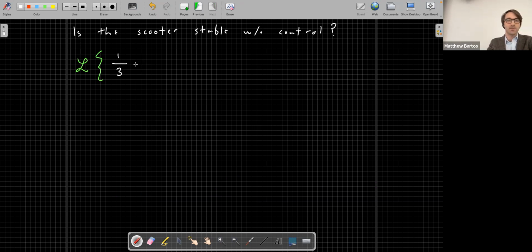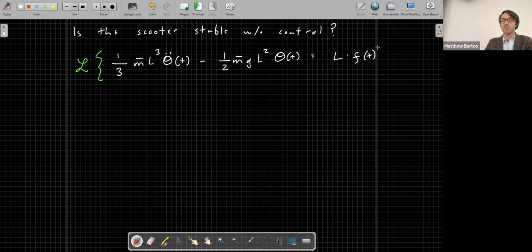Okay, so we'll take the Laplace transform of 1/3 m bar L cubed theta double dot t minus 1/2 m bar g L squared times theta t. And then because we don't have control here, we're looking at the system without control, we're just going to set the right-hand side equal to the length times the applied disturbance force. And that's the disturbance moment applied to the top. Okay, so when we apply the Laplace transform, what does this term here become?